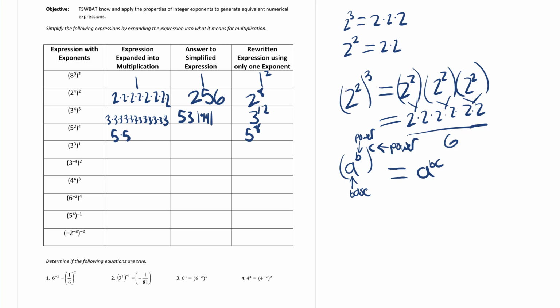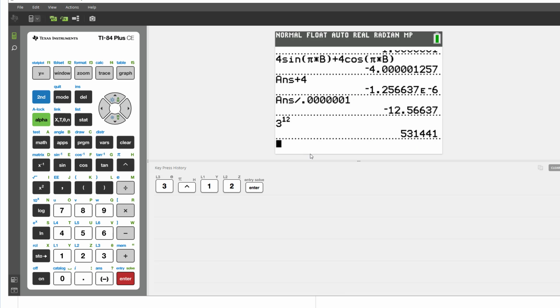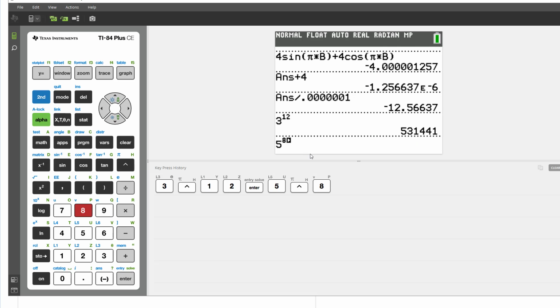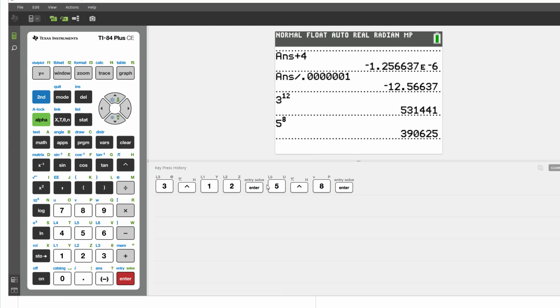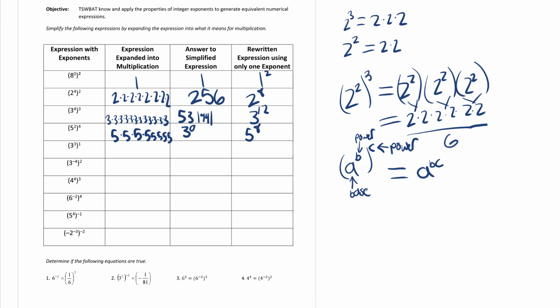Once again, 5 times 5 times 5 times 5 times 5 times 5 times 5 times 5. I almost ran out of room there. And 5 to the 8th power, just use a calculator. 5 to the 8th gives me 390,625. This is so much fun.